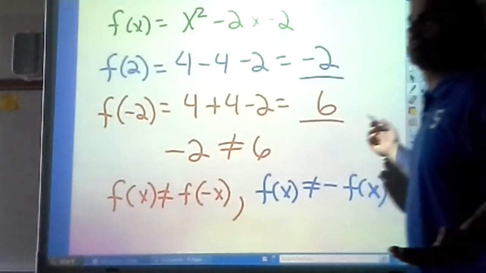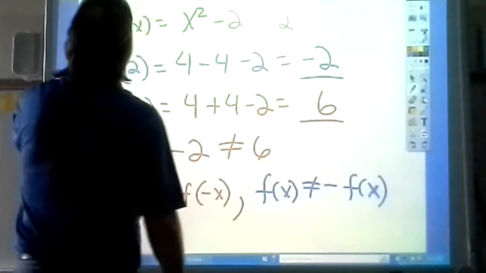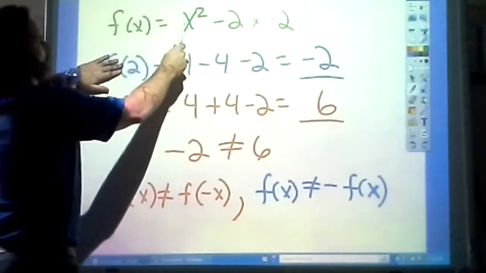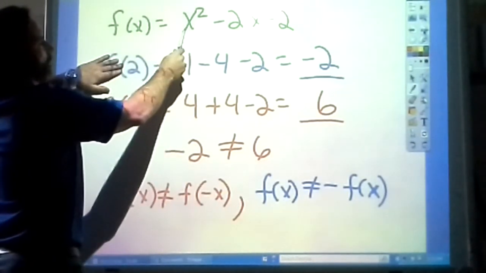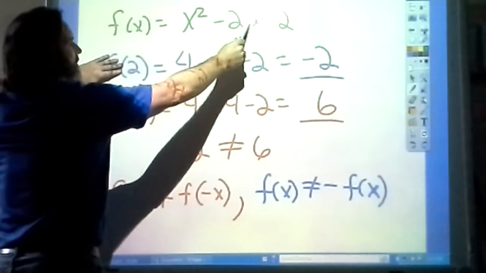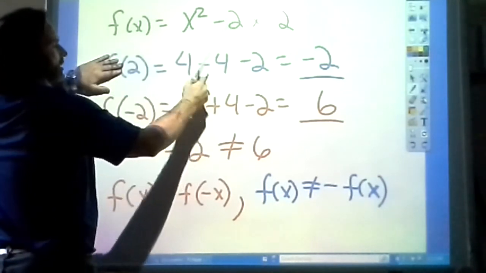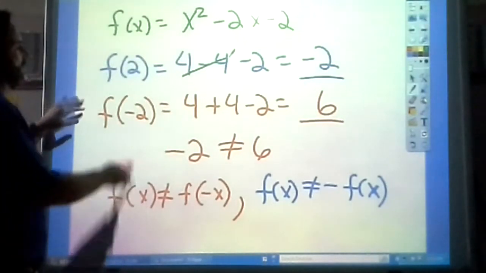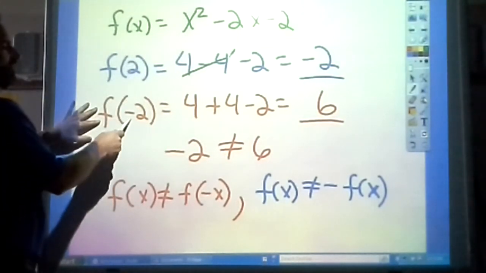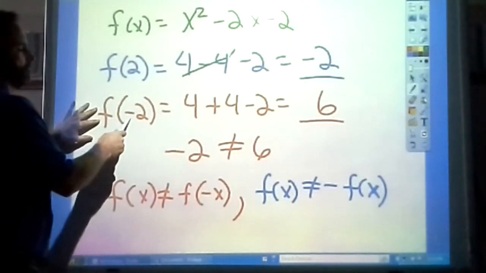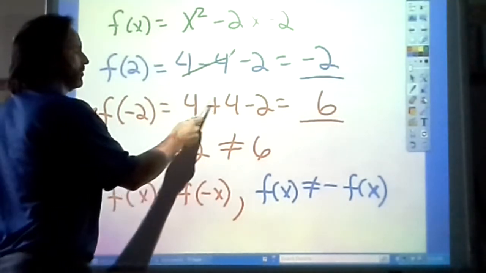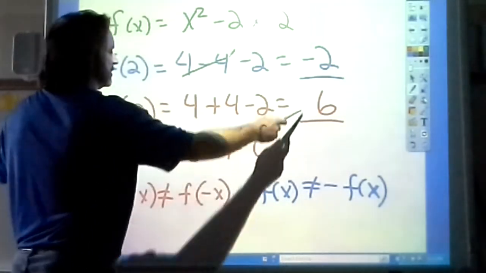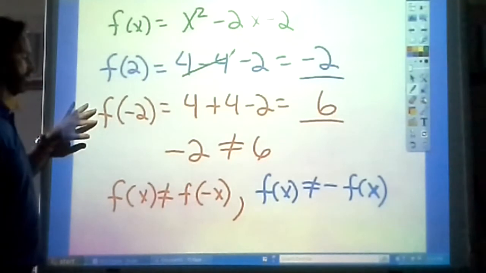And here's with the number. Notice here I plugged in 2. I get 4. 2 squared is 4. 2 times 2 is minus 4. That's going to be 0. Minus 2 is negative 2. Okay? And here, so here's f of x. Here's f of negative x. 4 plus 4 is 8. Minus 2 is 6. So it's definitely not even.